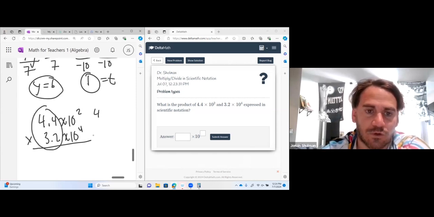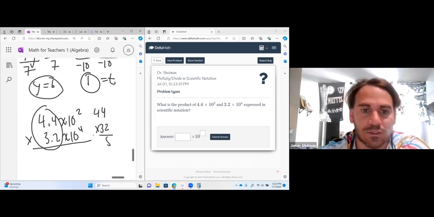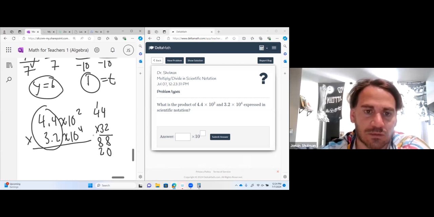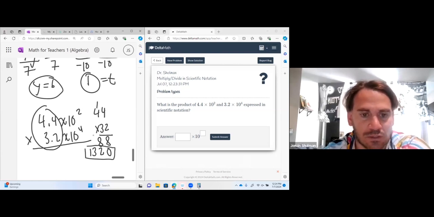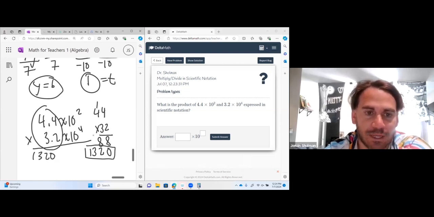So I would do 44 times 32. 2 times 4 is 8. 2 times 4 is 8, so that's 88. Now it's not times 3, it's times 30. 3 times 4 is 12, carry the 1. 3 times 4 is 12, carry the 1, that's 13. So we're left with 1,320.